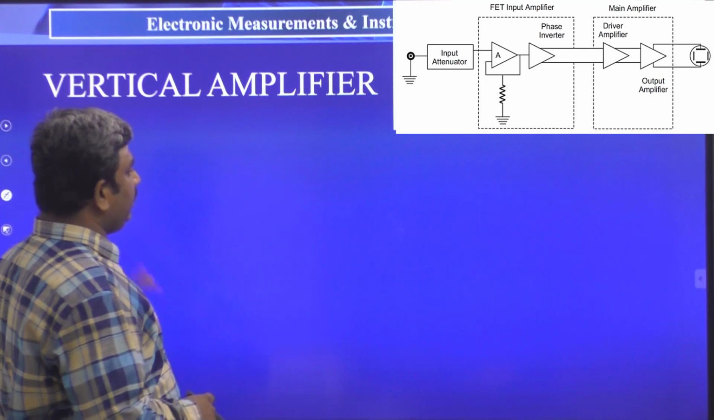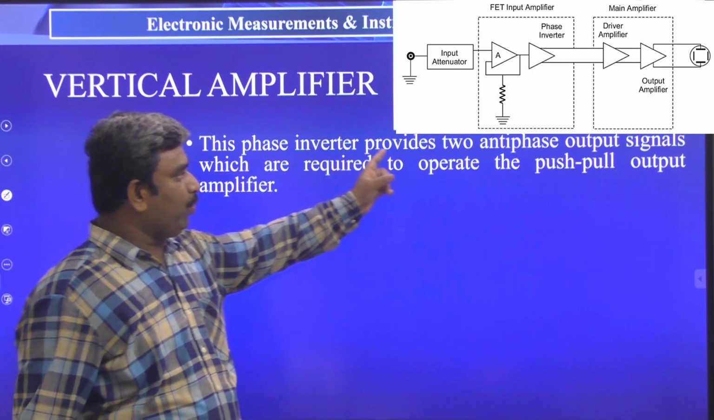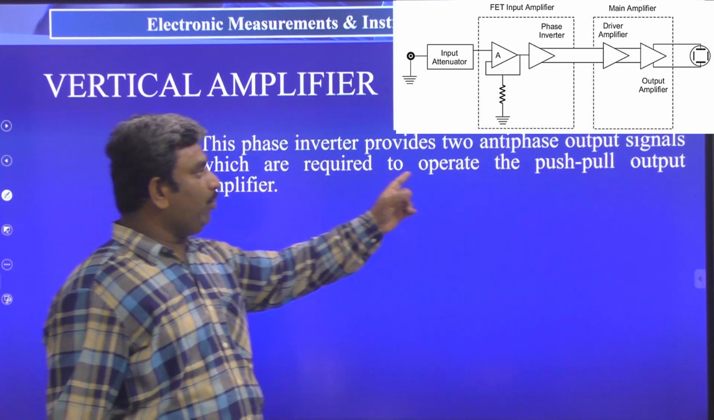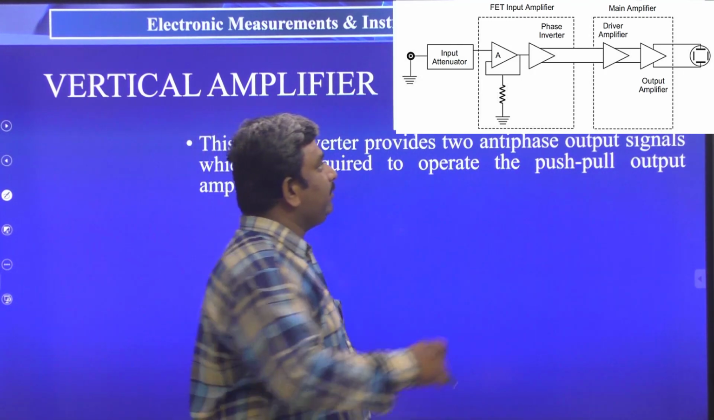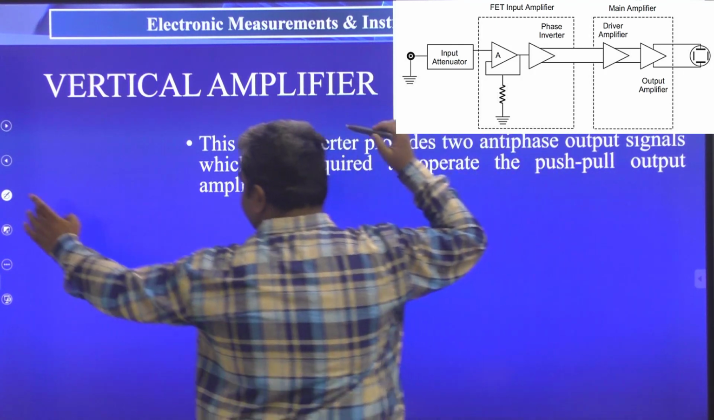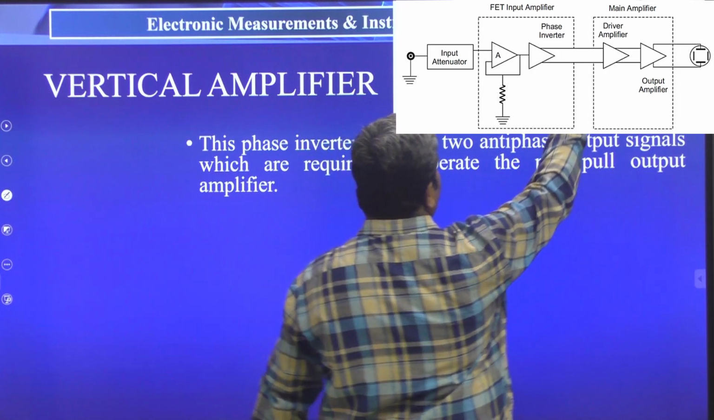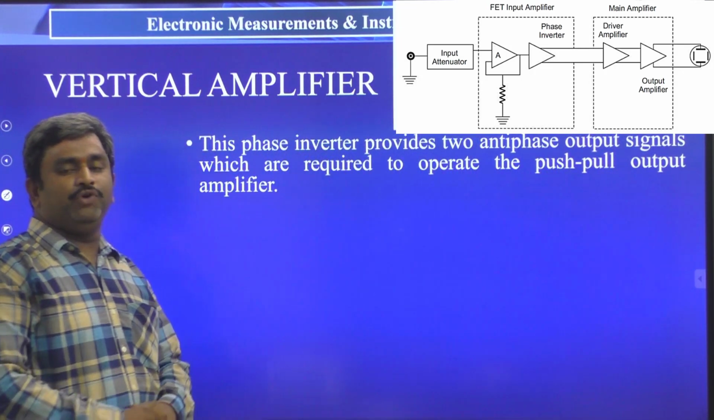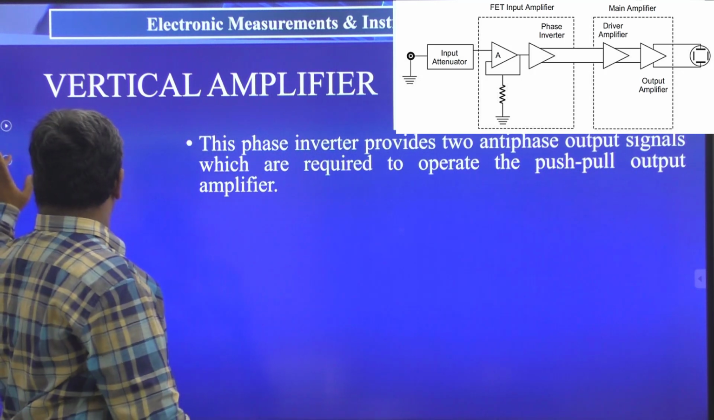Next, this phase inverter provides two antiphase output signals, which are required to operate the push-pull output amplifier. See here, the phase inverter has only one input, but it provides two outputs which will be used for the push-pull operations.